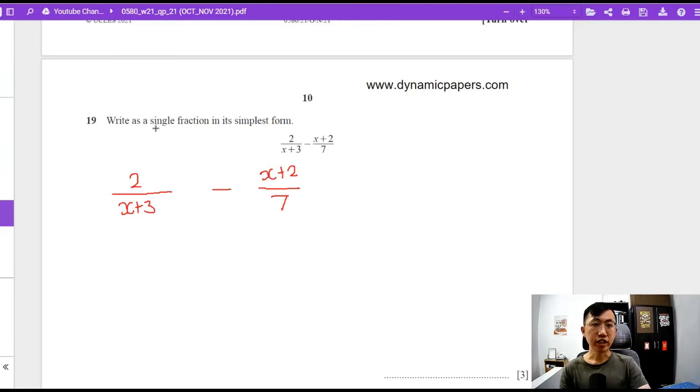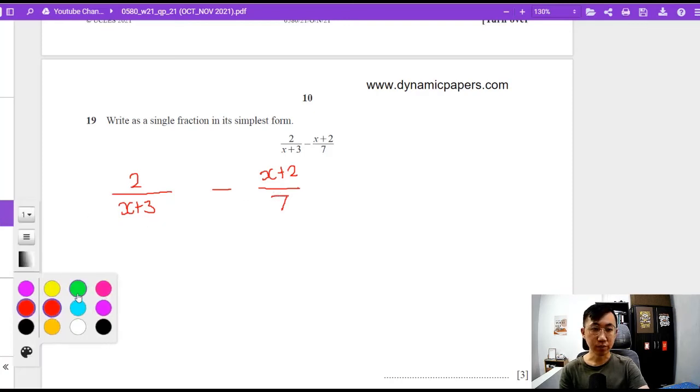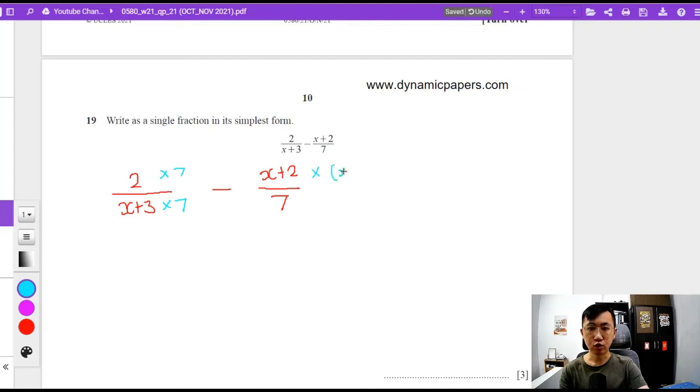Question 19, write as a single fraction in its simplest form. So when you do this kind of question, right, you need to make sure the denominator are the same for both of the fractions. So right now we have to do the multiplication a little bit. So this side, right, this fraction times 7 top and bottom. For this fraction, you need to multiply with x plus 3, alright? So x plus 3 top. At the bottom also need to multiply with x plus 3. Alright, this way is a technique to get the denominator same.